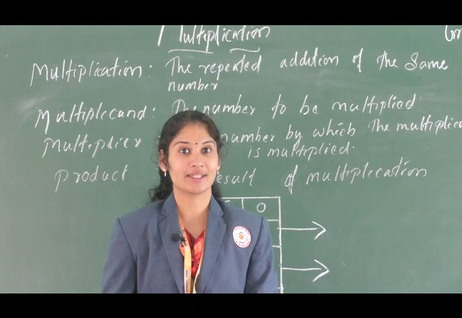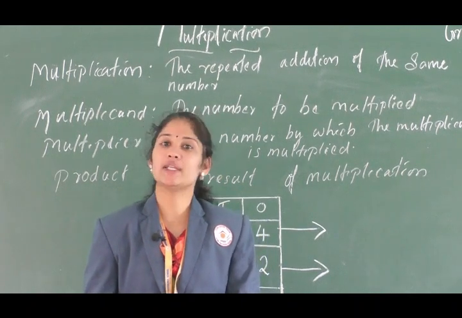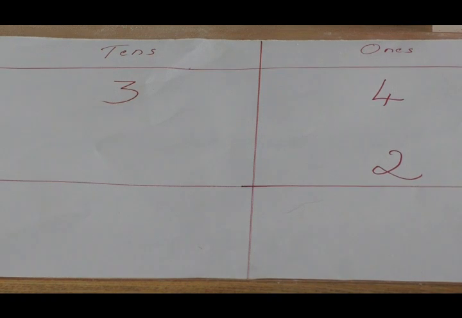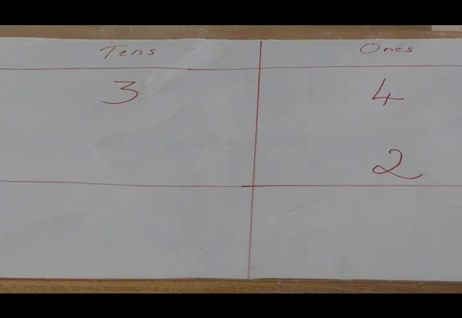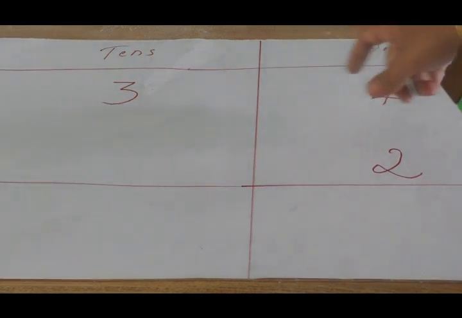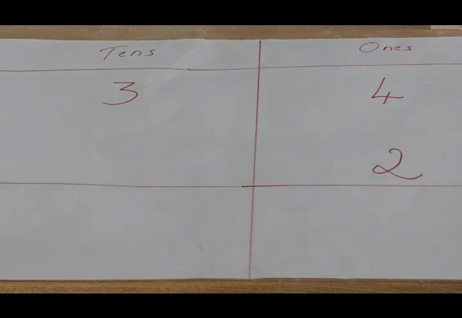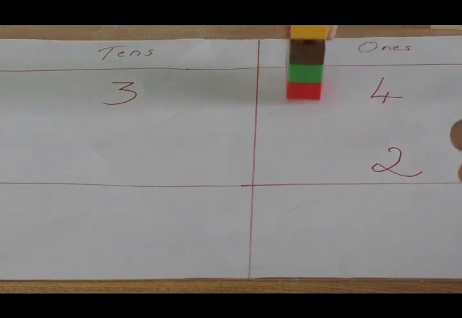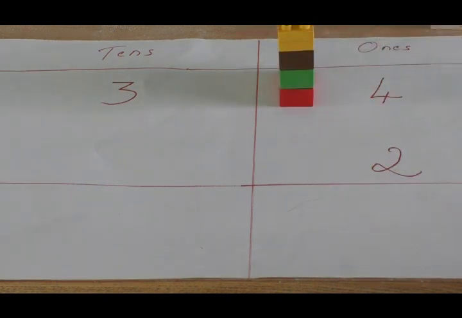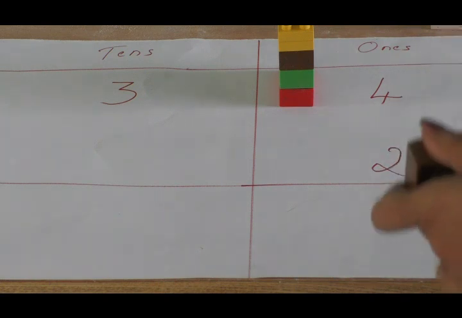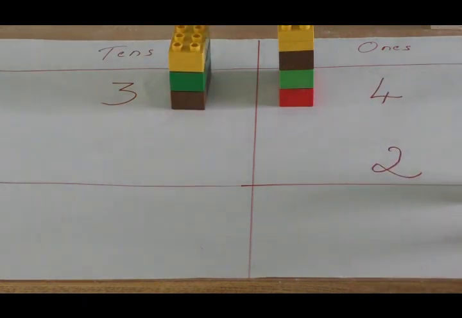Children, our first topic is multiplication. What is multiplication? Yes, repeated addition. We'll take an example. Children, I'll explain with the help of blocks multiplication. We'll take an example 34 and 2. Here 34 is the multiplicand and 2 is the multiplier. We keep 4 blocks in the ones place and 3 blocks at the tens place. And we keep 2 blocks in the ones place to represent 2.